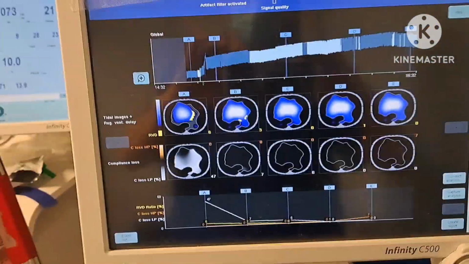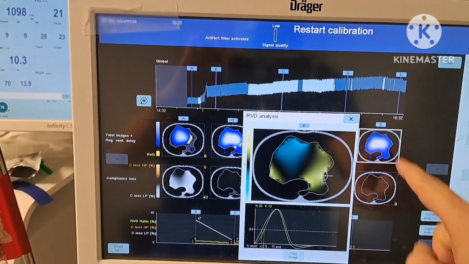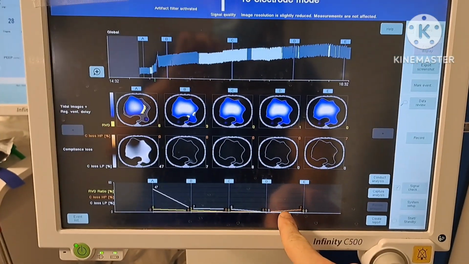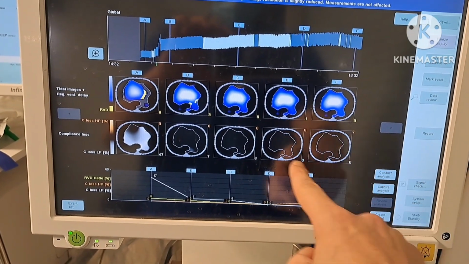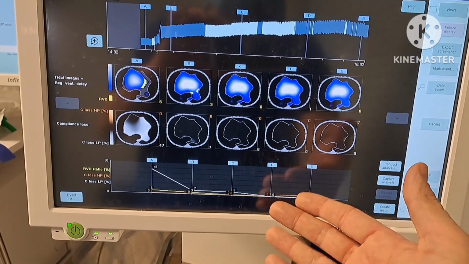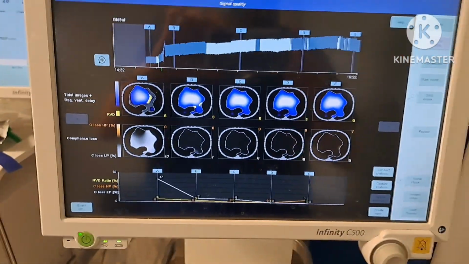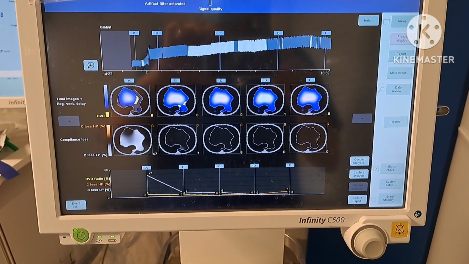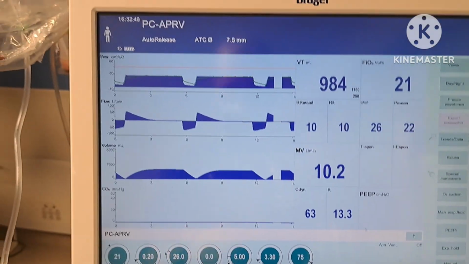Now what I'm going to be doing is bringing this down to 28, and then 26 and 24. And if I start seeing loss of compliance or issues that are getting worse, then I know that this guy really needs a higher P high. Yeah, we're doing good. Optimal is at 30.